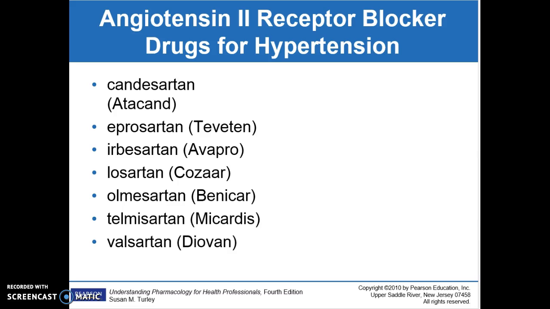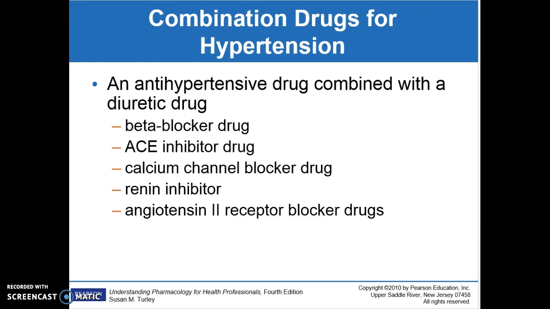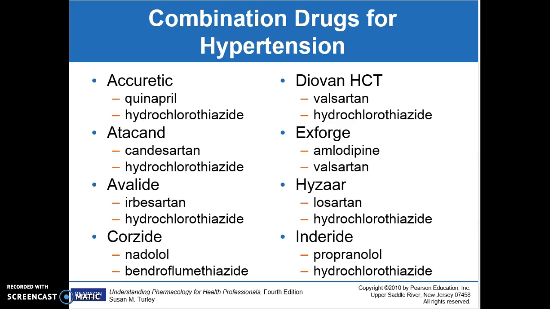Let's see. There's some other categories of drugs that you're going to be seeing that have a combination effect. They combine more than one type. So we have a diuretic along with some of these other things. So you'll see some of those combination drugs. These are just a few of them. Diovan HCT. So you have that Diovan, but then you add in the hydrochlorothiazide, which is a diuretic. Notice that hydrochlorothiazide is added to several of these combination drugs.